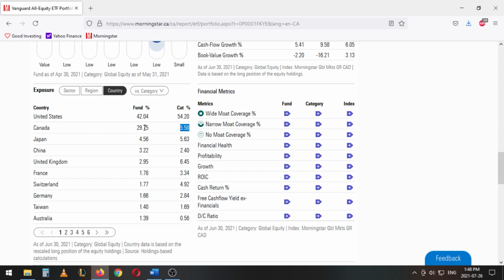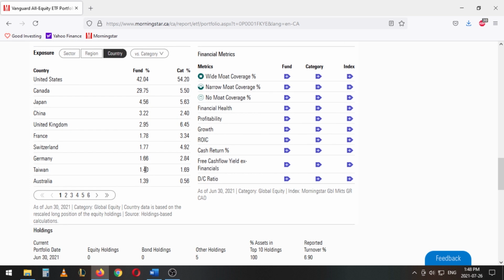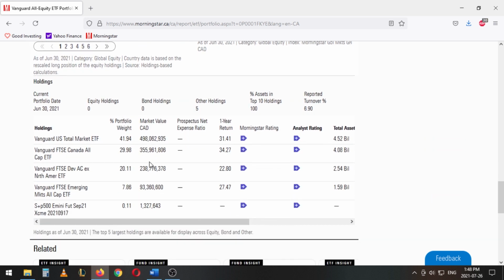Not a big deal, but it's really nice to be able to look inside and really understand what's inside of this ETF. Now, this ETF is what we call an all-in-one ETF. So this is an ETF of ETFs. When we look at the holdings, you can see here that it's got the Vanguard US Total Market ETF, and then a Vanguard Canadian one, and then Developed ex North America, and Emerging Markets. So really this is the different global funds. Vanguard has just put them all together in a nice wrapper for us.